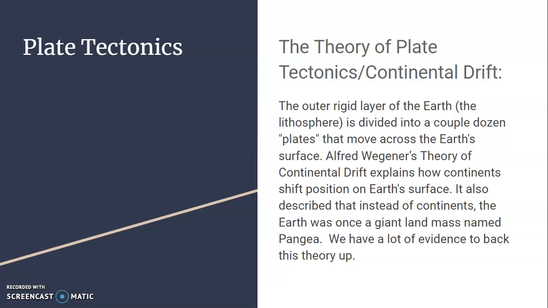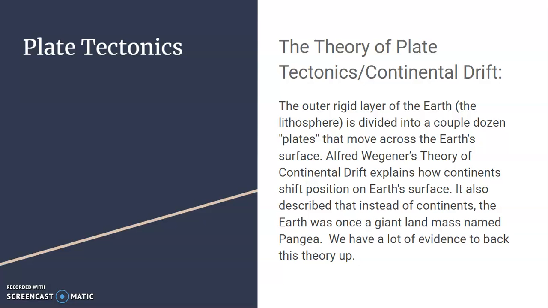We talked about the theory of plate tectonics and we talked about continental drift. So basically, the theory of plate tectonics is that the outer rigid layer or the solid layer of the Earth, the lithosphere, is divided into a couple dozen different plates that move across the Earth's surface. Now, Alfred Wegener came up with the theory of continental drift, and that explains how continents shift position or they move across the Earth's surface.